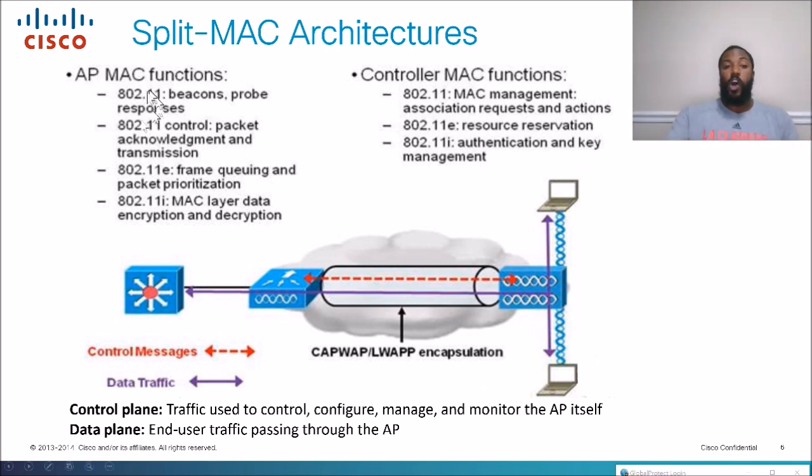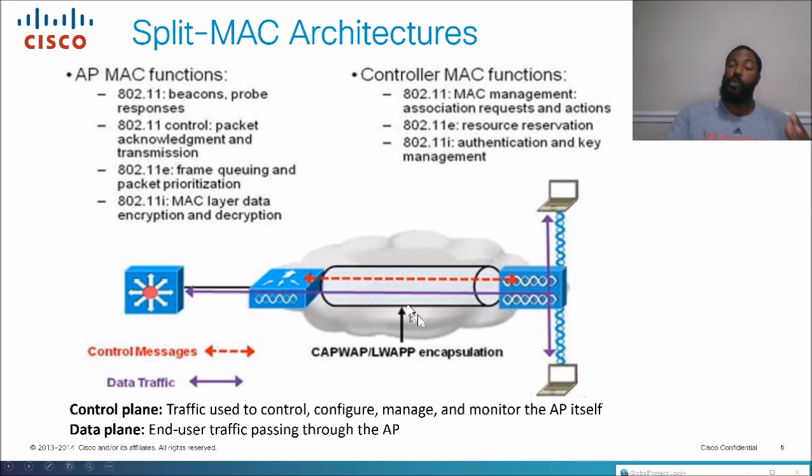So all of these functions are controlled by the AP, right? Beacons, basically like when it broadcasts the SSID, probe responses, packet acknowledgement and transmission, frame queuing and packet prioritization. All of that stuff is done by the AP, but this other stuff is done by the wireless controller. MAC management, association requests and actions, authentication and key management, all of that stuff is done by the controller.